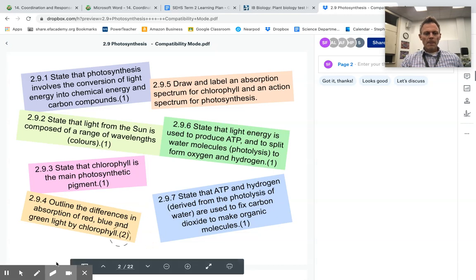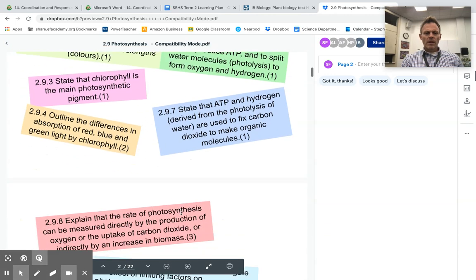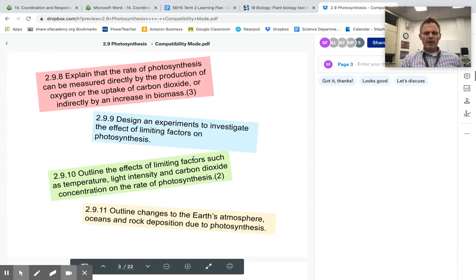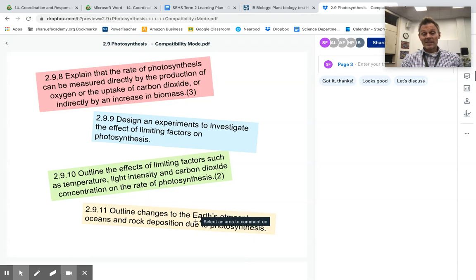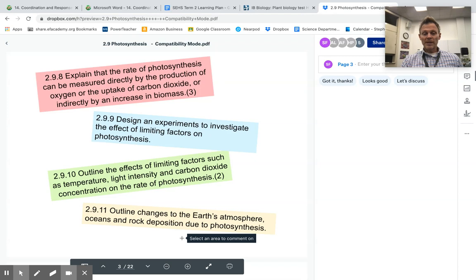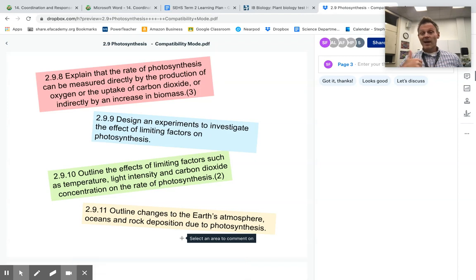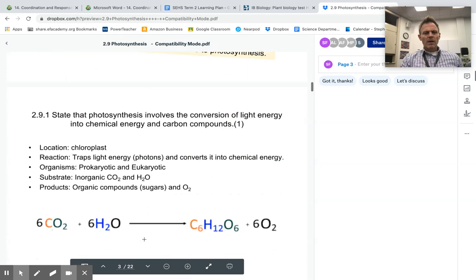Talk about the actual process of photosynthesis, and then talk about some different experiments and eventually how, thanks to plants, the oxygen produced by plants helps create things like iron in our rocks that we use for making steel and stuff like that. So let's get into this.